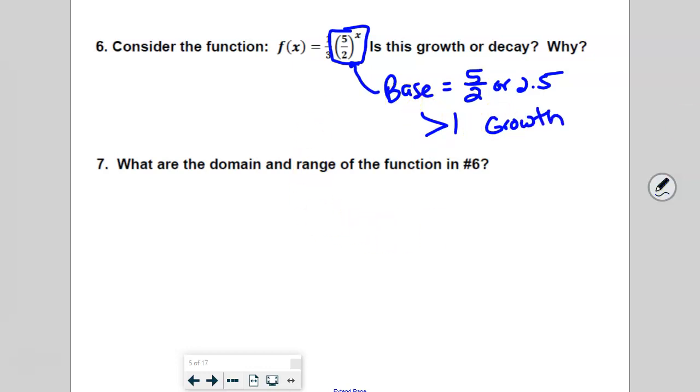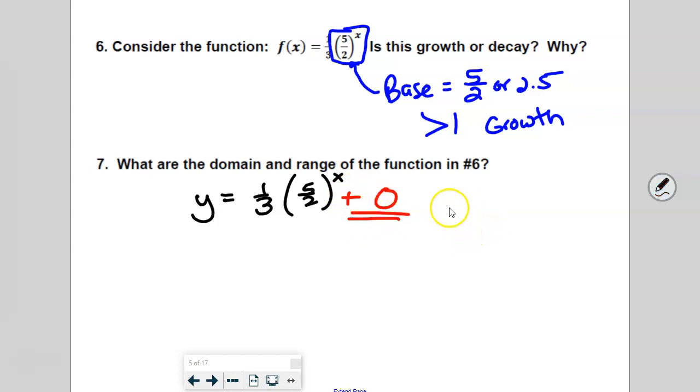The other thing I want to point out is if you typed this on your calculator, 1/3, and then in parentheses put the 5 halves to the x power, you'll notice, just like our previous test, we saw this a lot, where there's no vertical shift, right? So the horizontal asymptote is going to be at 0. You don't really need to graph this full out to know what's going on. If you've got a horizontal asymptote at 0, and you know it's growth, I don't know exactly what it looks like, but something like this. Of course, graph it on your calculator if you're not sure, because there's going to be a question, again, multiple choice, so look carefully at your choices.